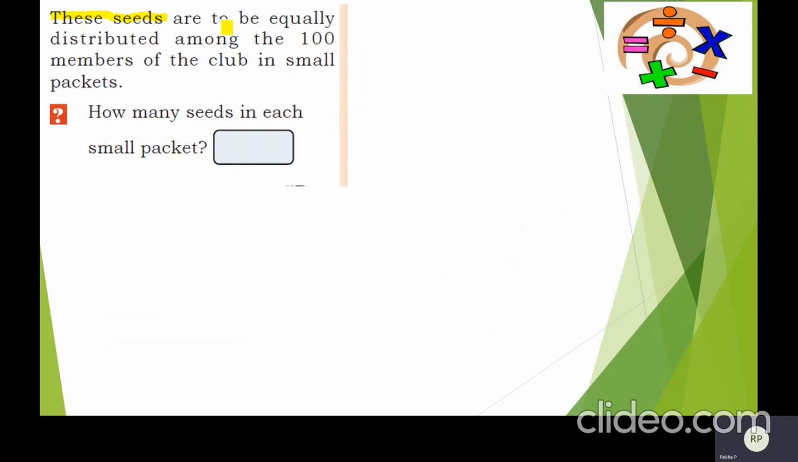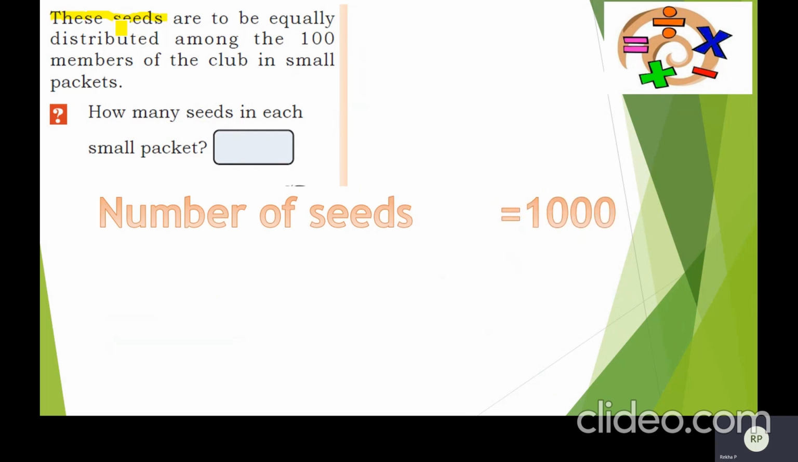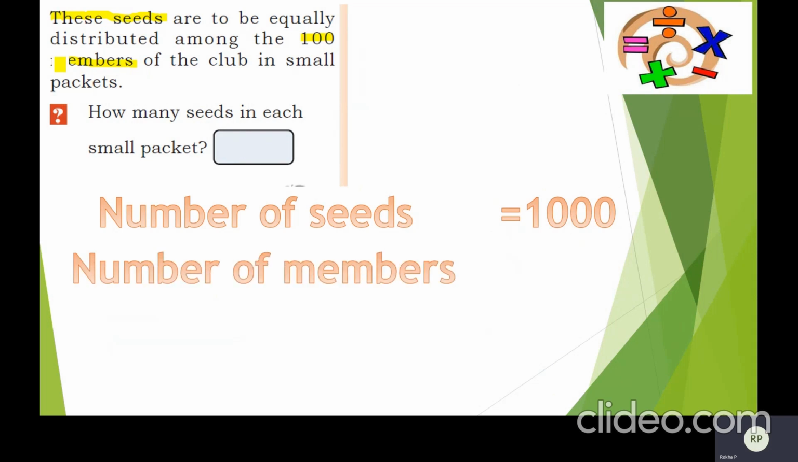So what is your first information? You have to find the relevant information from the question. What is the total number of seeds? The total number of seeds is 1000 that we have calculated now, and that has to be distributed among 100 members. So what is the next step? The next step is the number of members. So the number of members is equal to 100.